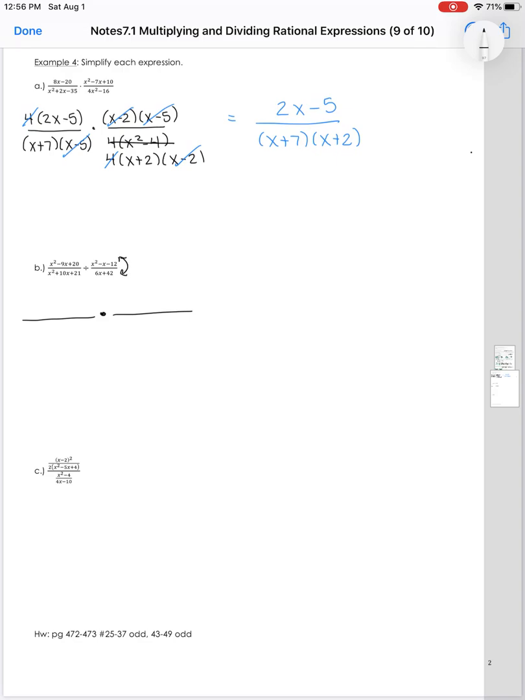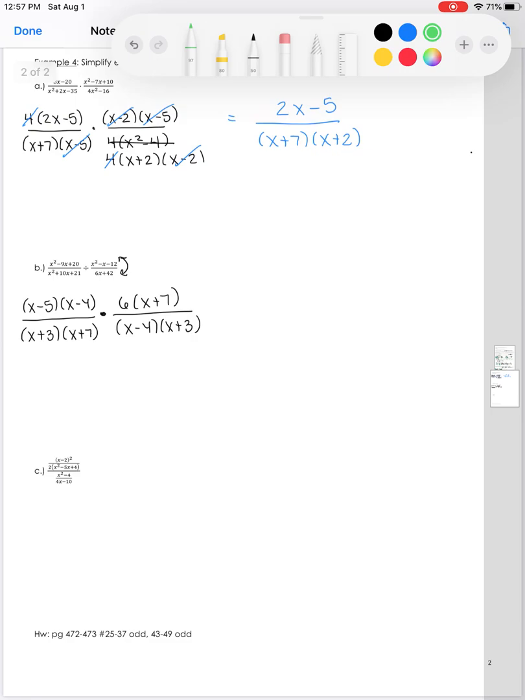All right, for B, it's division, so I have to make sure that I multiply by flipping the second fraction. So multiply to get 20 for the first numerator, add to get negative 9, that's negative 5, negative 4. Multiply to get 21, add to get 10, that's 3 and 7. Now remember, I'm flipping, so 6x plus 42, they have a 6 in common, that's my GCF, which leaves me with x plus 7. And now I'm looking for two numbers that multiply to get negative 12 and add to get a negative 1. That's x minus 4 and x plus 3.